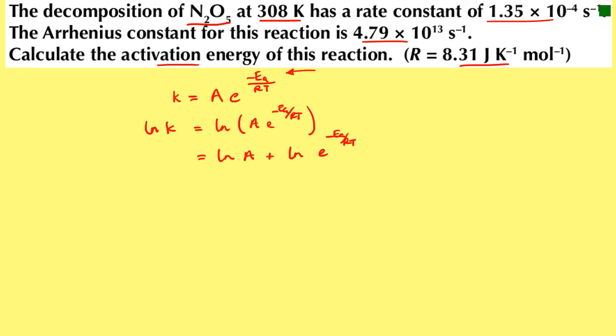And taking a natural log of Euler's number e just leaves you with the exponent, so we can write that down. Everything else is the same, but taking a log of Euler's number leaves us with minus EA over RT. Hopefully you know that from maths. If not, then we'll have to help you with your maths. But let's remember that it's activation energy EA that we need, so we need to get that out on its own. So why don't we multiply both sides by RT.